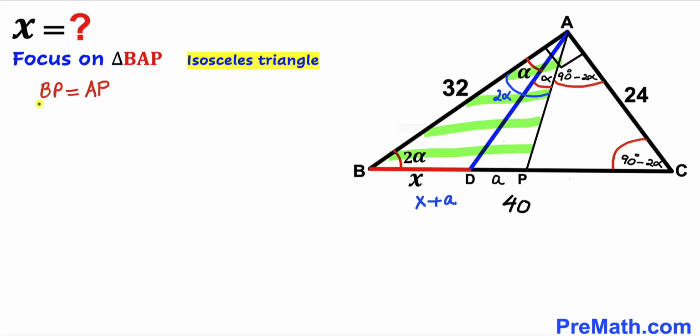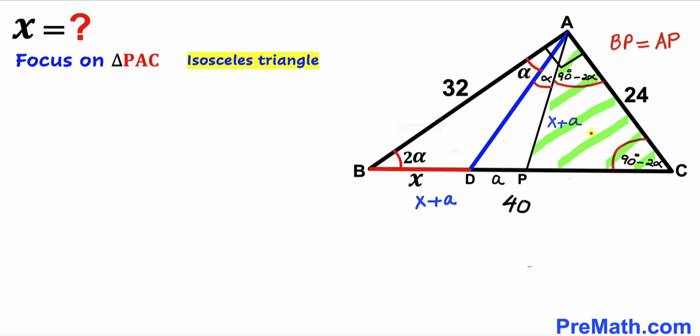And since we know that BP equals AP, if this BP side is x plus a, then this AP length is going to be x plus a as well. And here's our next step. Let's focus now on this other triangle PAC.